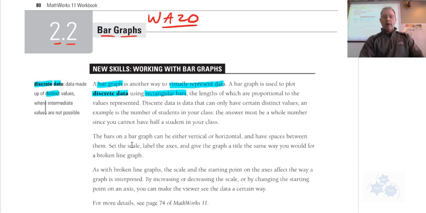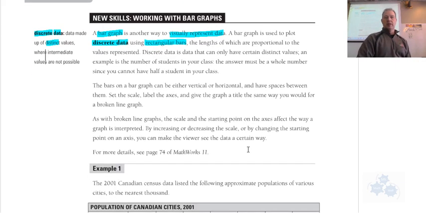The bars on the bar graph can be either vertical or horizontal and have spaces between them. Set the scale, label the axes, give the graph a title the same way you would for a broken line graph. So we're going to look at some bar graphs here momentarily. As with broken line graphs, the scale and the starting point of the axis affect the way a graph is interpreted. Remember we talked yesterday about if you have a break in the graph, or if you don't show the whole scale, the graph could look a little funny, could be misleading. Same thing with the bar graphs here.